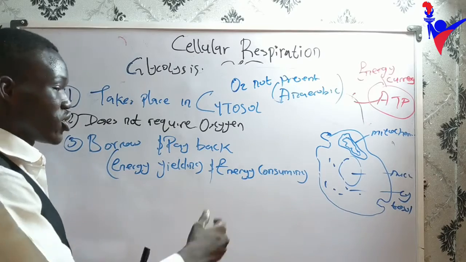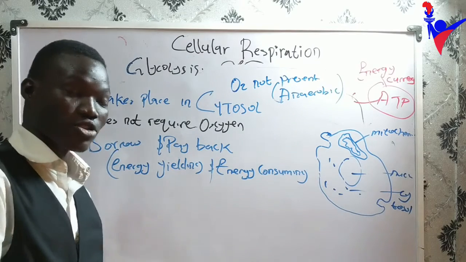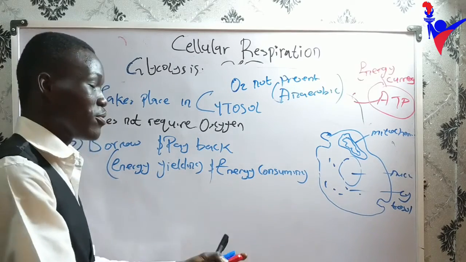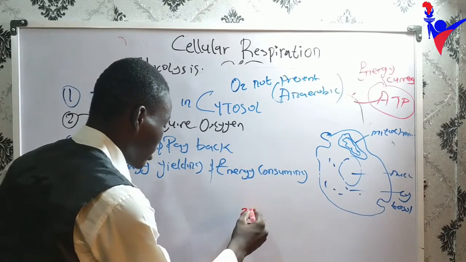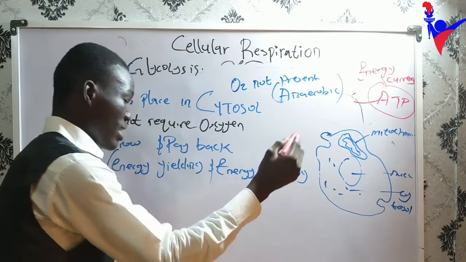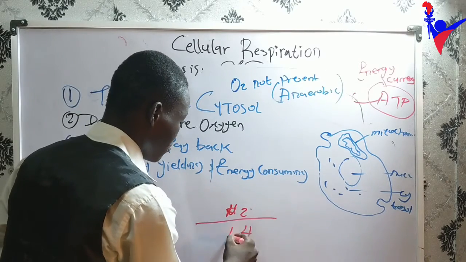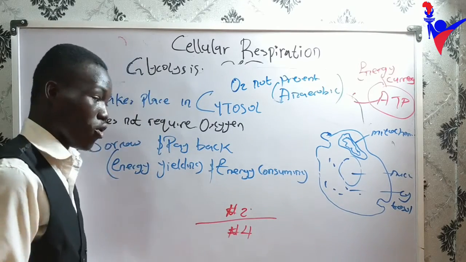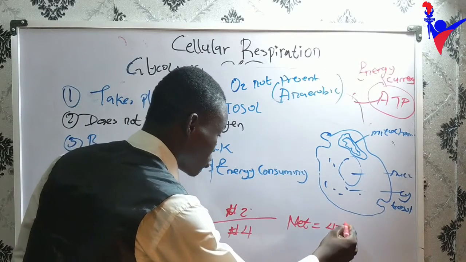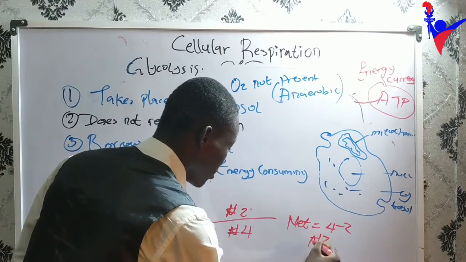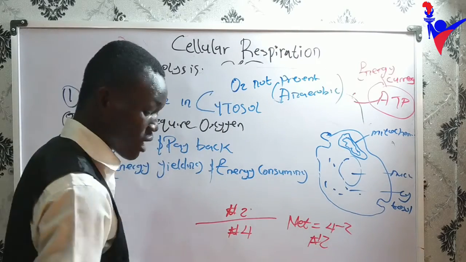Take it just like profit and loss. Maybe somebody lent you 2 naira to start a business. Then at the end you made 4 naira. So your net profit will be what? 4 minus 2, right? That's 2 naira. That's what is happening in our glycolysis.